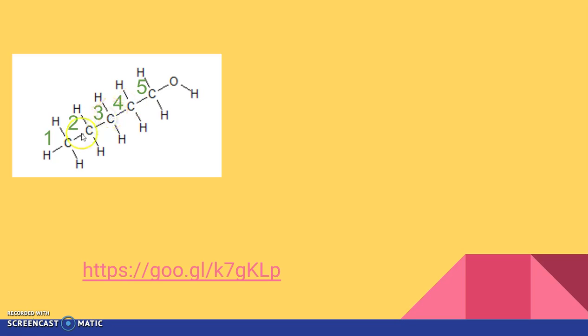If I number it from this side, 1, 2, 3, 4, 5, it means that my functional group is connected to the 5th carbon. If I number according to the blue numbering, 1, 2, 3, 4, 5, then my functional group is connected to the 1st carbon. Aha, which one is correct? Of course, the blue one, because I have to have my functional group as close as possible to number 1, or to the lowest carbon number. So if I name this, it's going to be pentan-1-ol, indicating that my functional group is on the 1st carbon.